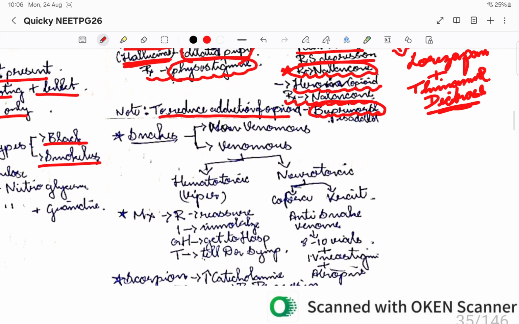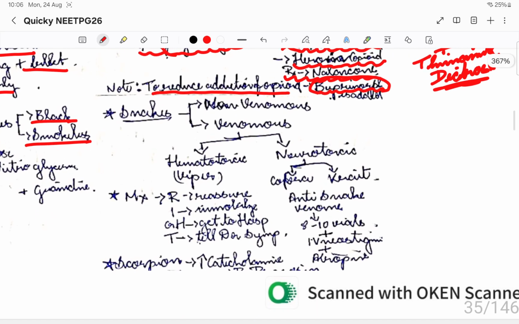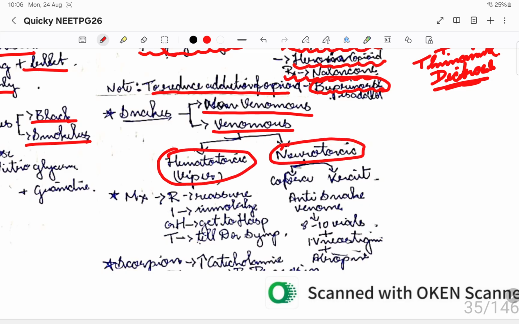Then coming to the last point, that is snakes and scorpions. Okay, there are two types of snakes, that is non-venomous and venomous. In venomous there is hematotoxic and neurotoxic. Hematotoxic is viper, whereas neurotoxic is cobra and krait.